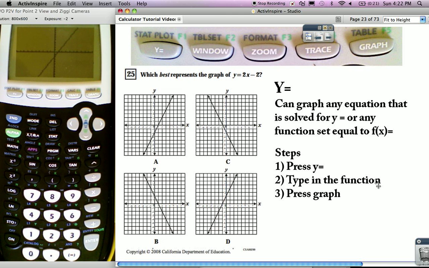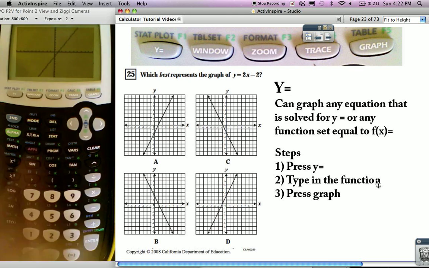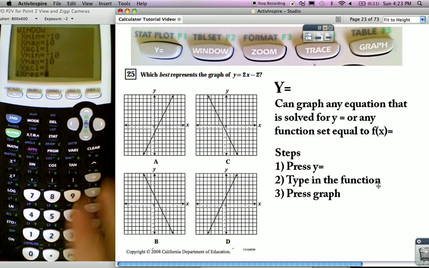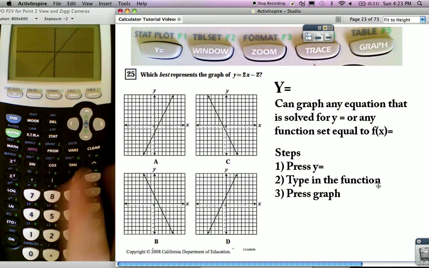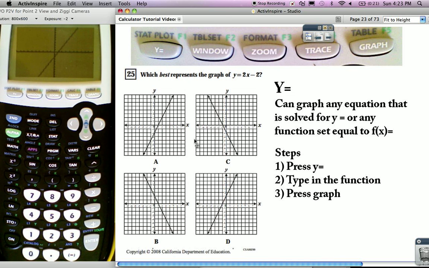Now you'll notice mine graphed very quickly. I'll go over that in the Window section. It's right here. That determines how fast it graphs. You're probably used to seeing this. And now I can use that graph to see which of these looks the closest. Well, you can see this is the only one that intercepts the y-axis below the origin. This one does, but it's going in the wrong direction. This one's going in the wrong direction. This one's intercept is above the origin, so I know the answer is A.